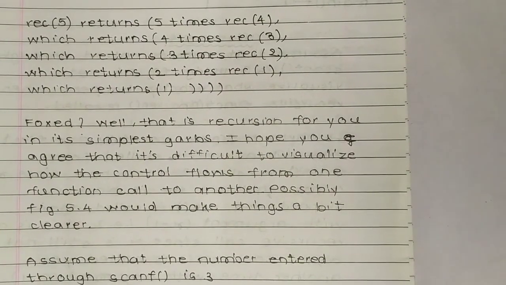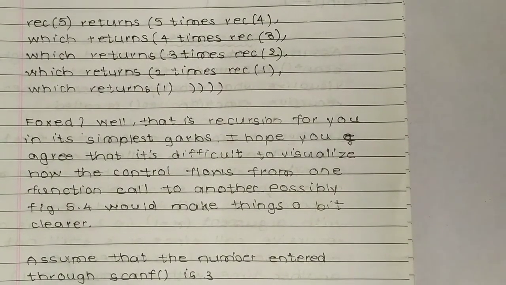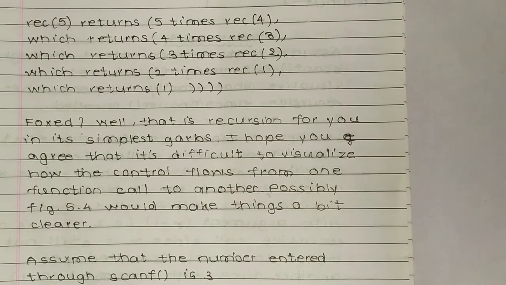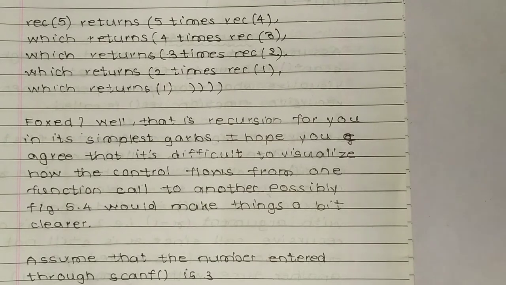Now rec 5 returns 5 times rec 4. So when we enter a as 5, rec 5 will return 5 times rec 4, which returns 4 times rec 3, which returns 3 times rec 2, which returns 2 times rec 1, which returns 1.